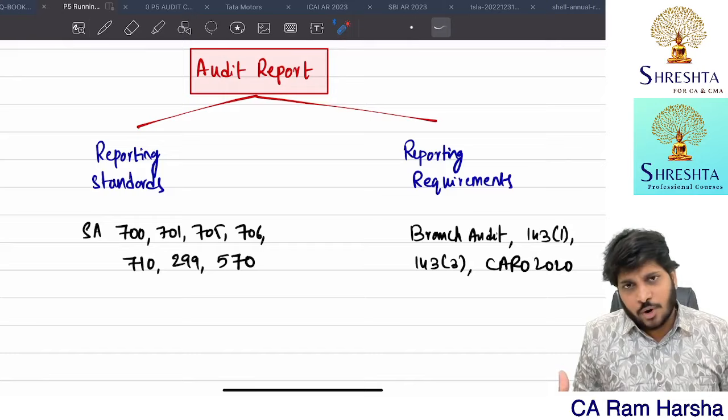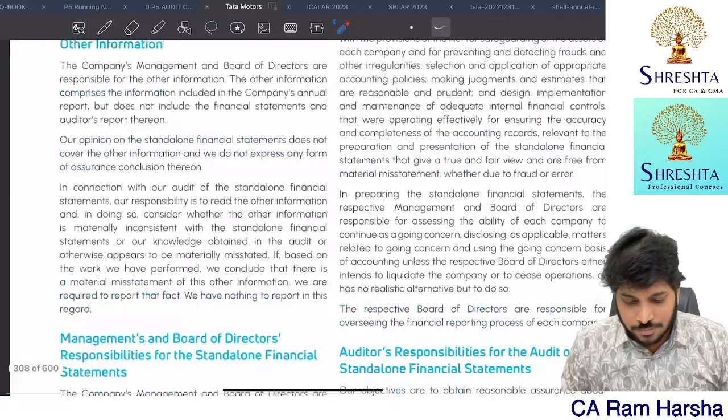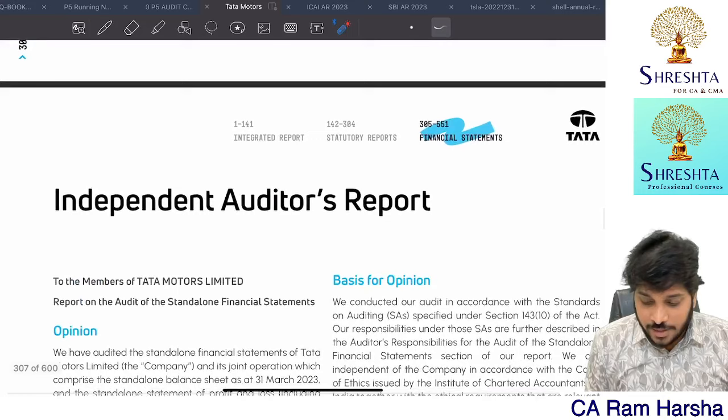Getting the point. Today, I'll show you Tata Motors' audit report. I'm just opening the Tata Motors auditor's report. So this is the auditor's report of Tata Motors. You see here, first there is something called opinion. Then basis for opinion. Then they discussed something called key audit matter.